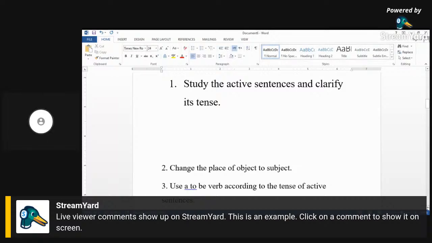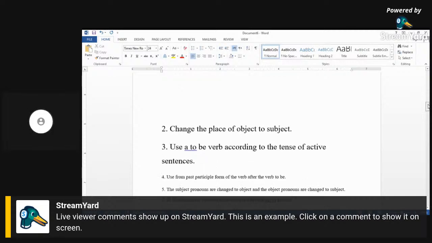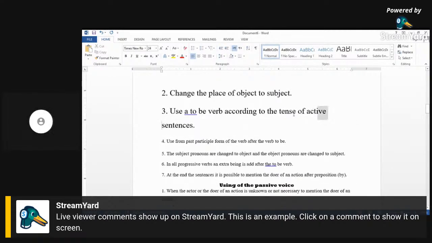So these are the specific rules that we can apply for specific tenses.